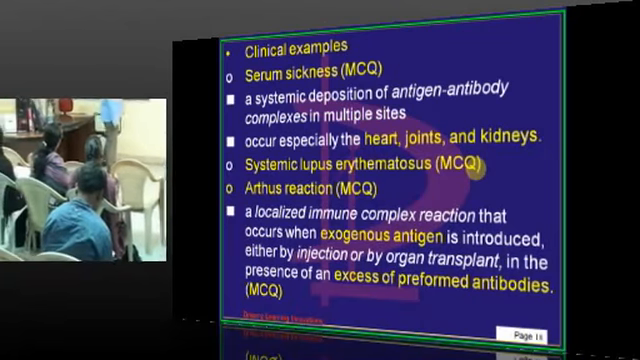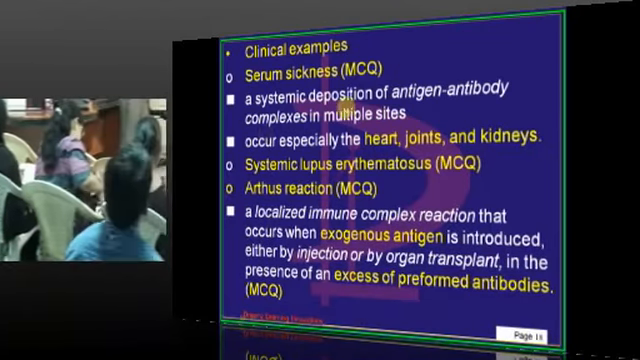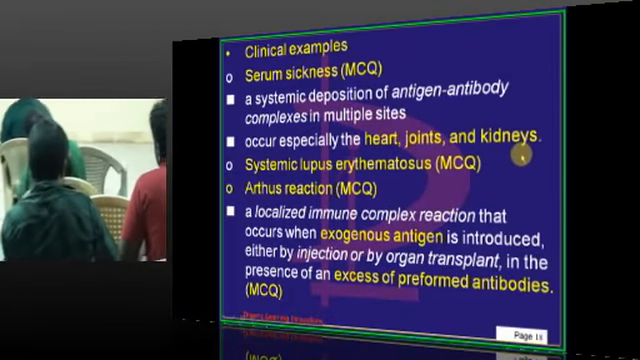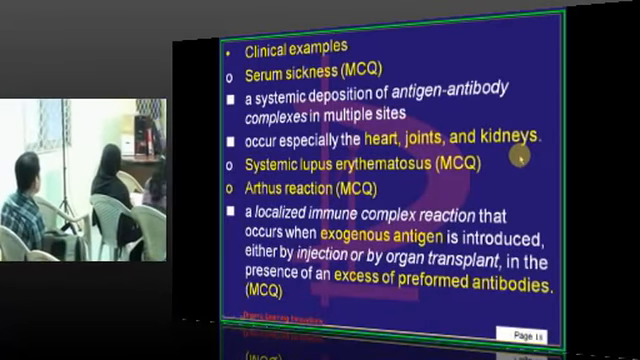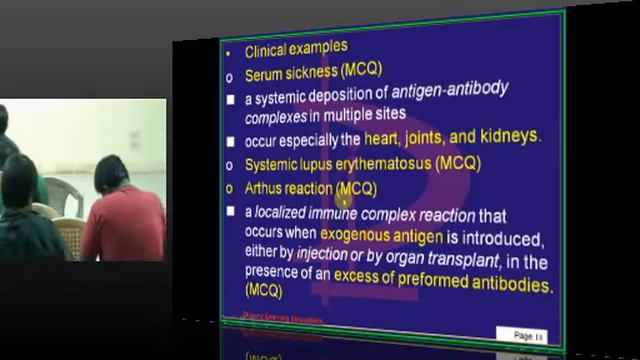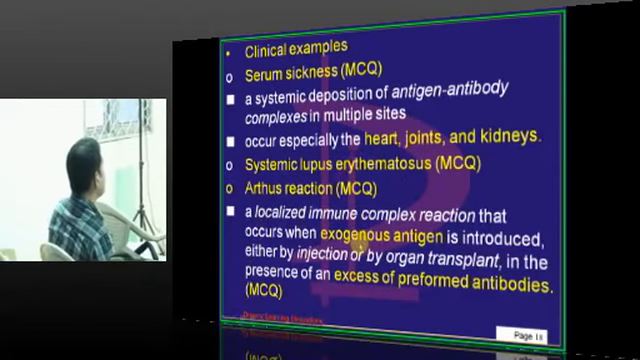So that led to the development of serum sickness, where the antigen antibody complexes deposit in the heart, the joints, the kidneys, etc. SLE is an example of an immune complex mediated type 3 hypersensitivity. Arthus reaction. What is the other name given for Arthus? It is called a localized immune complex reaction.